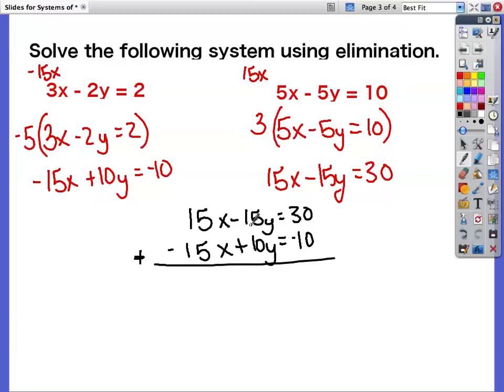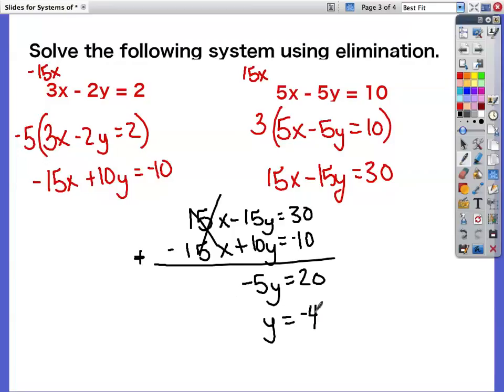But a negative 15 plus a positive 10y leaves us with negative 5y. And then a positive 30 plus a negative 10 is 20. So as you can see, when I added these equations together, my x's canceled, and I was just left with this. And now it's very easy to solve for y.